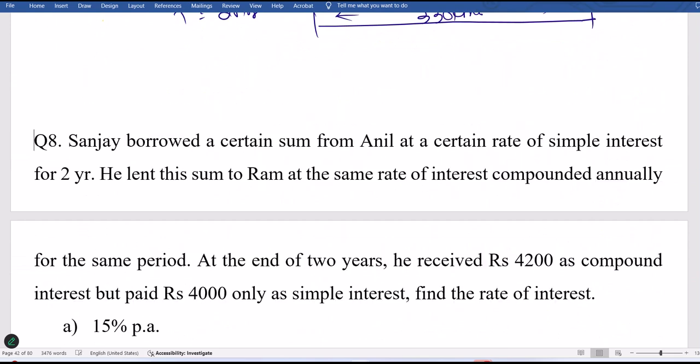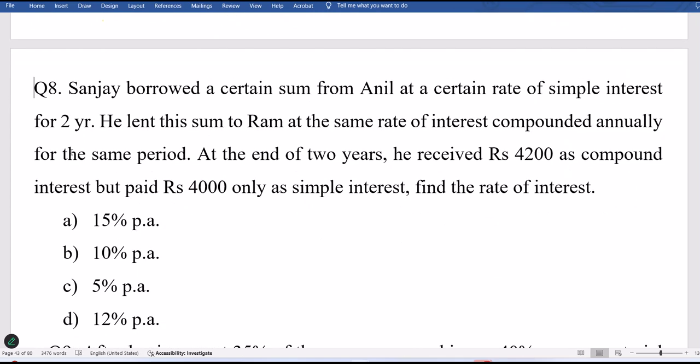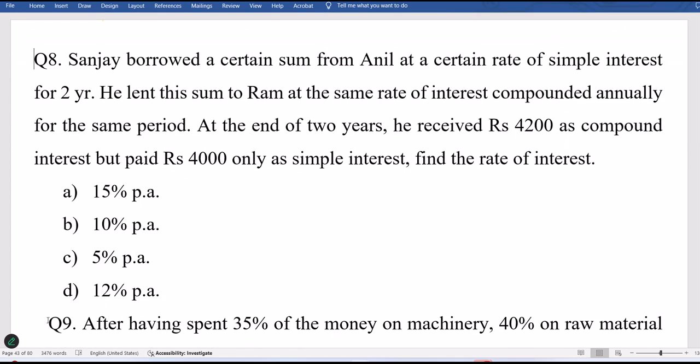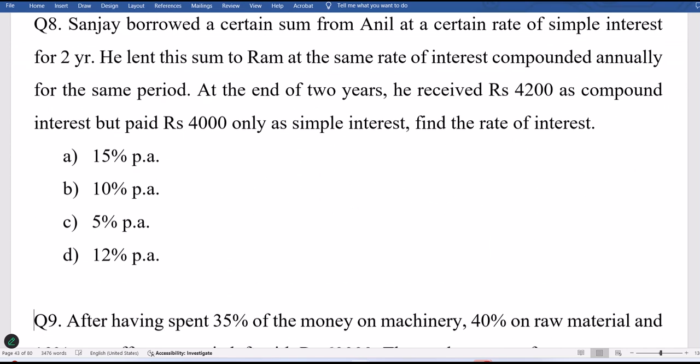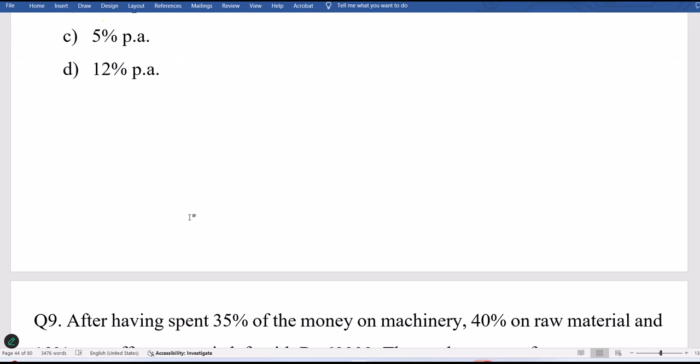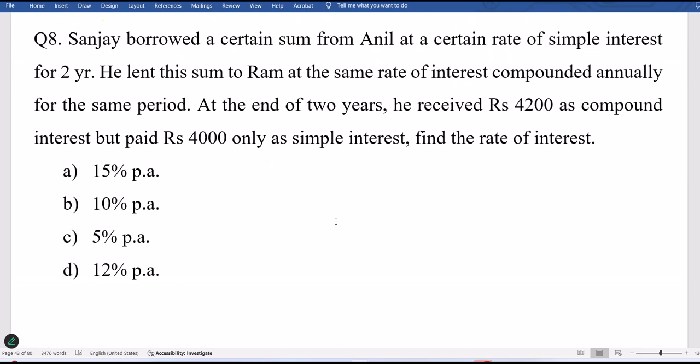This is an excellent question. Maybe you people know the correct approach, or maybe you did it with some other approach, I don't know. Let me give you one simple logic. Sanjay borrowed an amount from Anil at a rate of simple interest. Anil gave it to Ram with compound interest. This is a simple interest and compound interest comparison. At the end of 2 years he received 4,200 as compound interest, but 4,000 as simple interest.